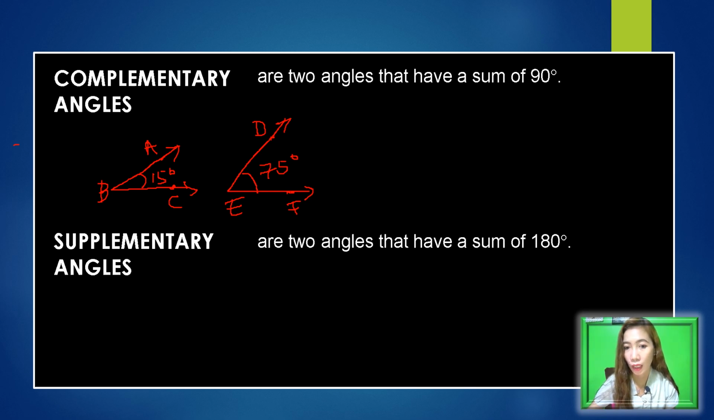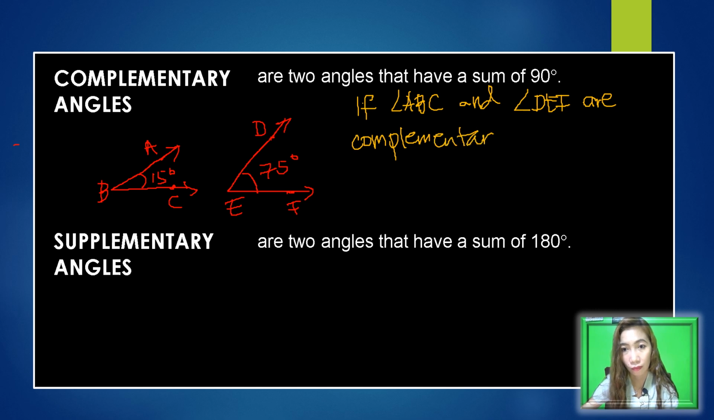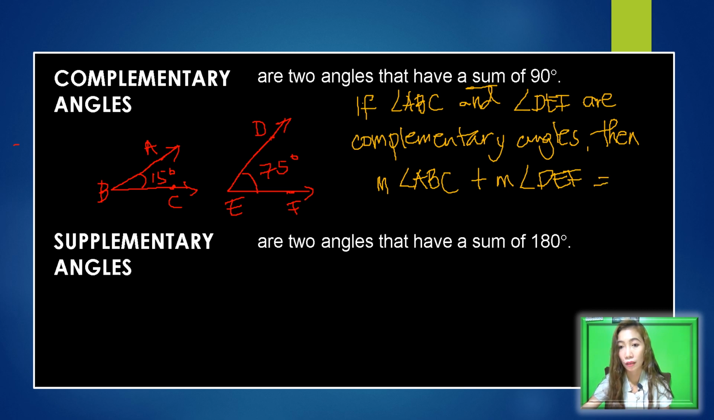So how do we make our if-then statement? If angle ABC and angle DEF are complementary angles, then the measure of angle ABC, because we're talking about a sum, plus the measure of angle DEF is equal to 90 degrees. Okay, so that's it.